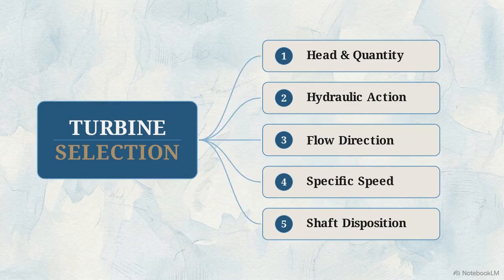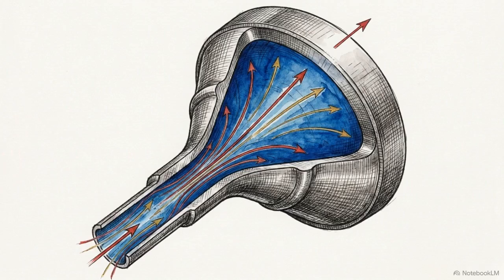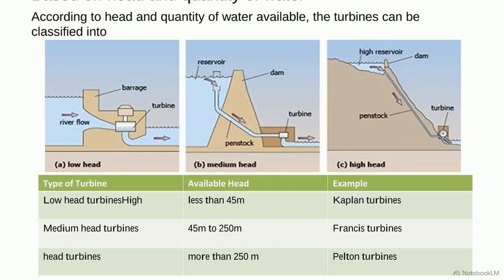shaft. The most critical variable is head, the available elevation drop between the water source and the turbine, which dictates both the water's pressure and its velocity potential. This diagram illustrates 3 elevation profiles. Panel A shows a low head setup under 45 meters using Kaplan turbines. Panel B demonstrates medium head installations, 45 to 250 meters, where Francis turbines operate. Panel C shows a high head drop over 250 meters, requiring a Pelton turbine.